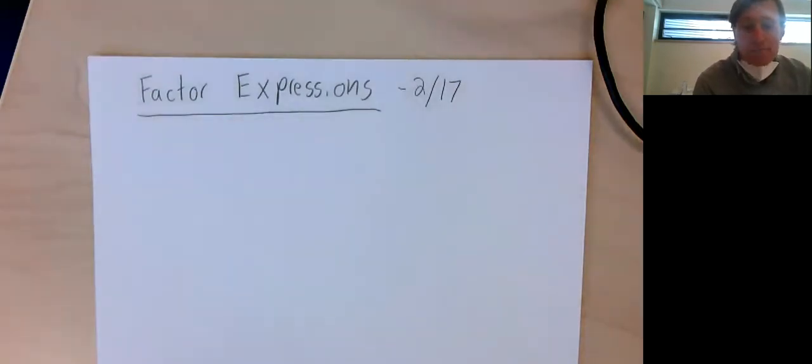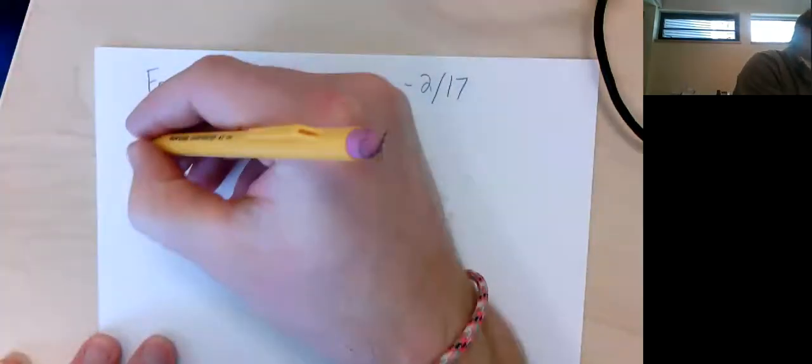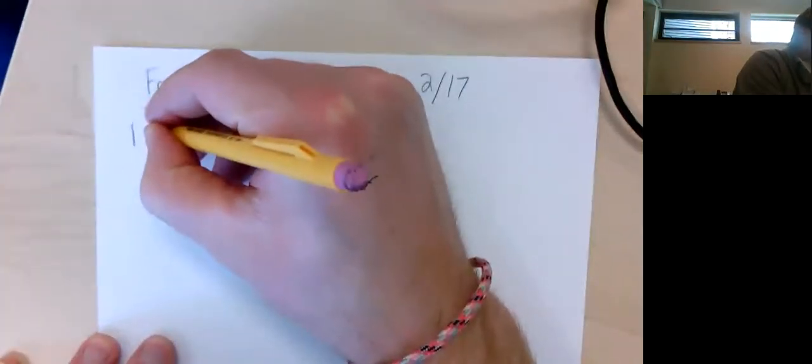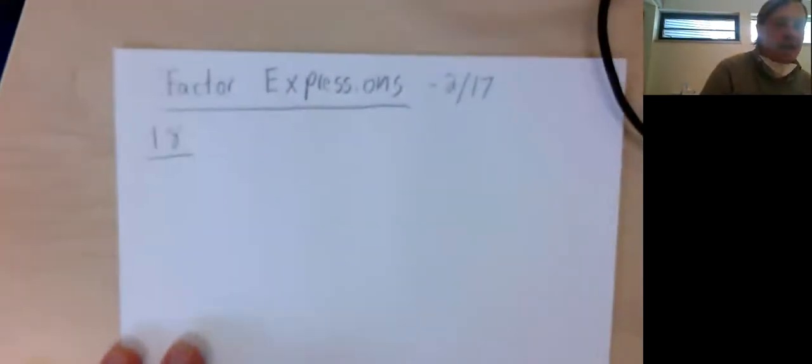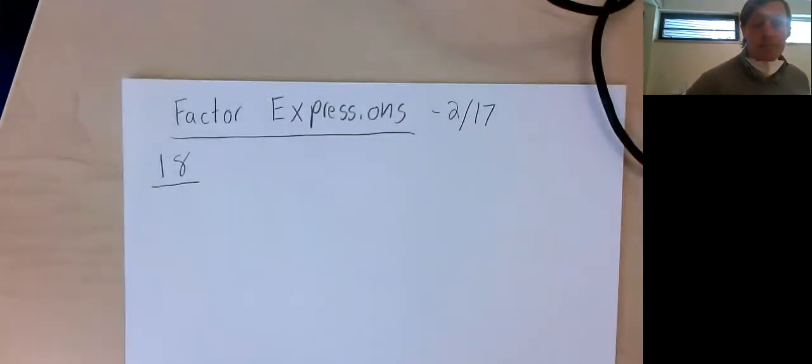Factors are numbers that multiply together to get to another number. So we're thinking factors, we're thinking multiplication. So right off the bat, let's think about some factors of 18. And I like to do it in pairs. So what are two numbers that multiply together to get to 18? I invite you to pause the video and write down as many pairs as you can think of that get you to 18.